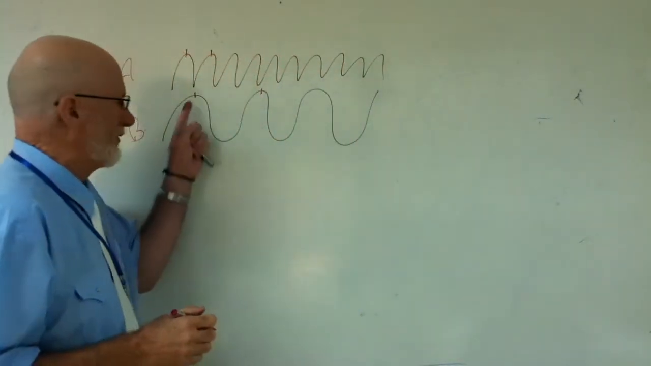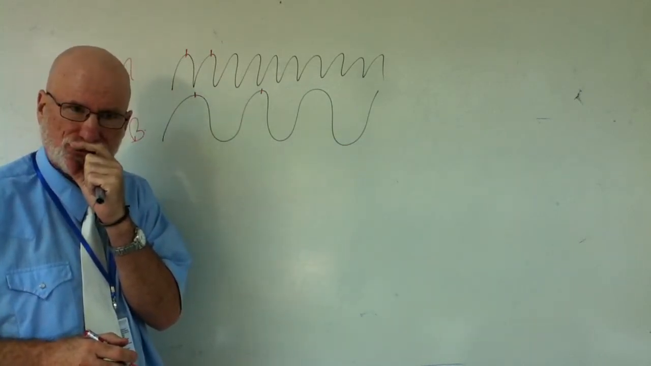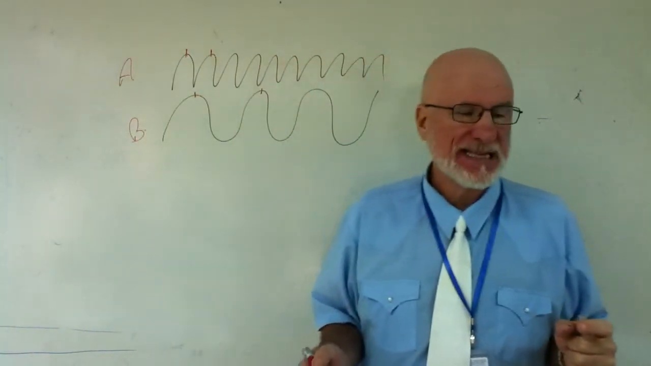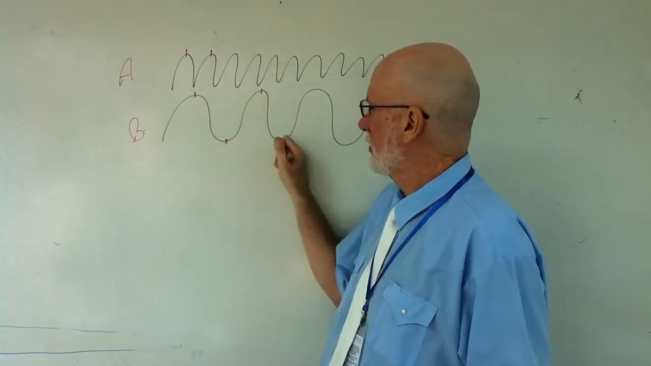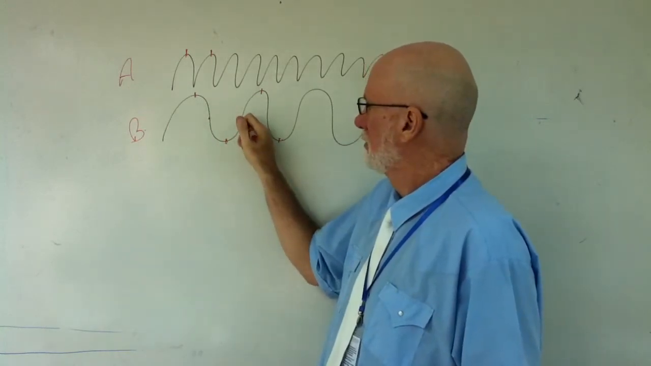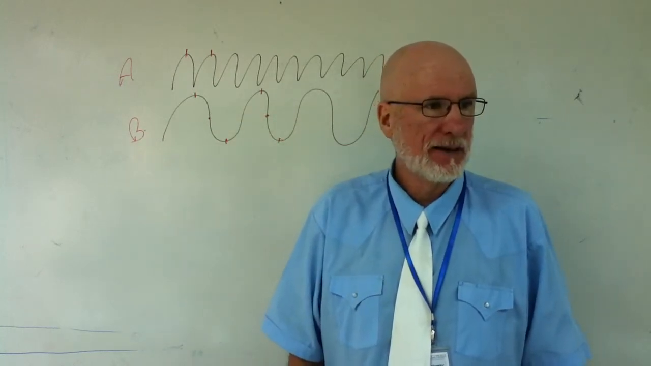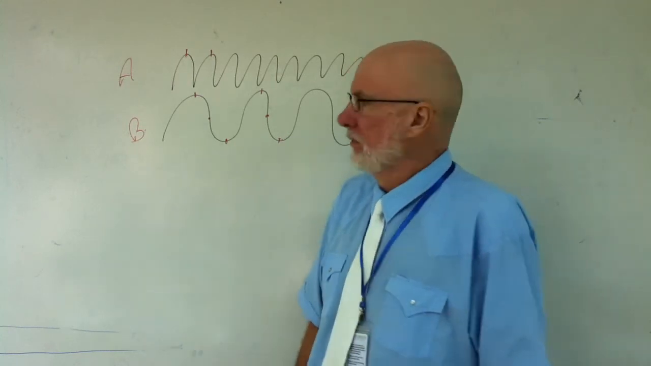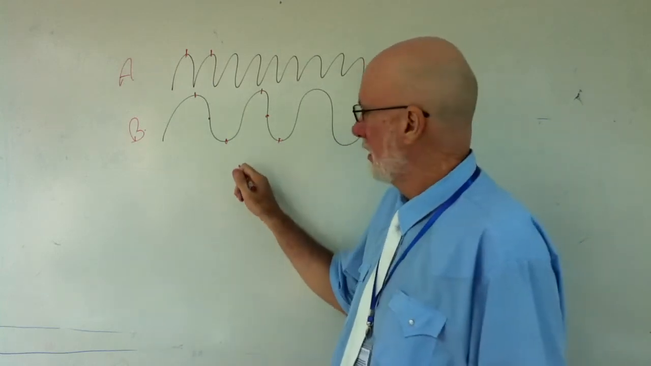What's another word for wavelength? A cycle. One cycle. Because a wavelength could really be this too, couldn't it? Couldn't it be this? Right? Same thing, right? A cycle. Repetition. Okay, so let's see if that fits into our thing here.